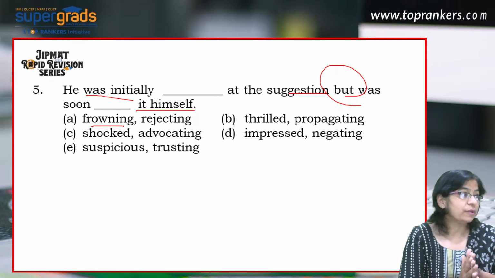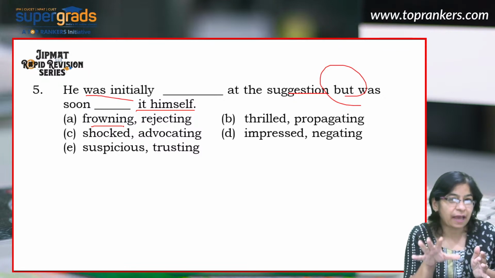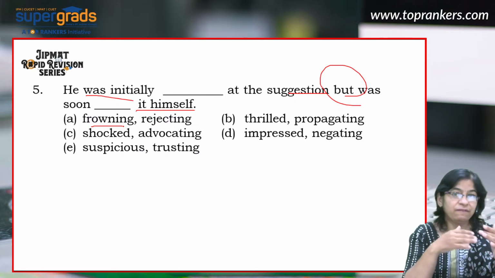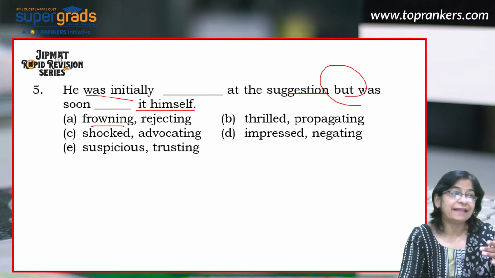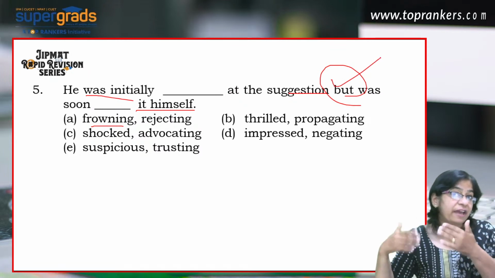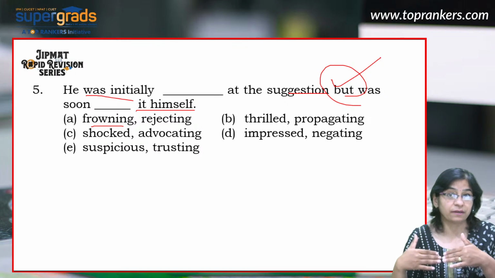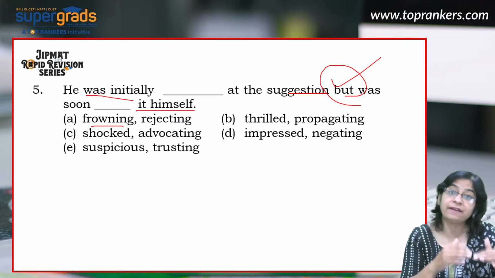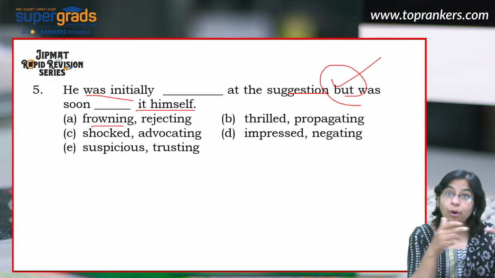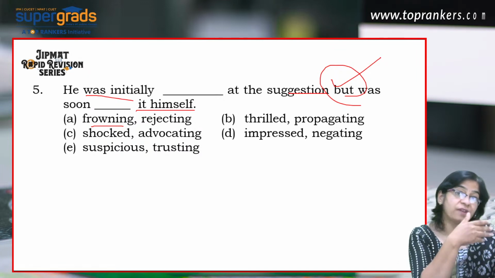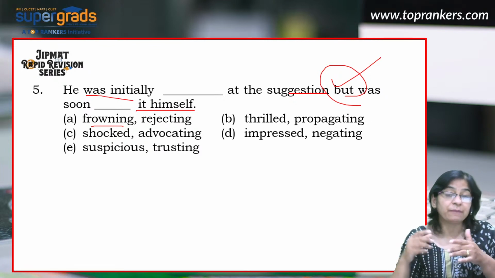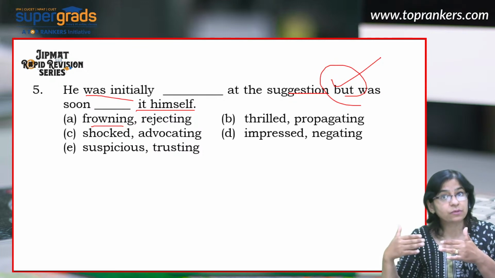or not. So he was initially frowning, so he was not really happy at the suggestion, but soon rejecting it himself. Now, let's say if he was frowning, he was not happy, and then I've written but. That means, let's say if he was frowning, then later he should have accepted it, not rejected it. I mean, had I written and here, then rejection would have been the right fit. But these two are kind of contradicting each other. So if he was frowning, if he was not happy, then he should have accepted. I mean, with but you needed something that was contradictory.